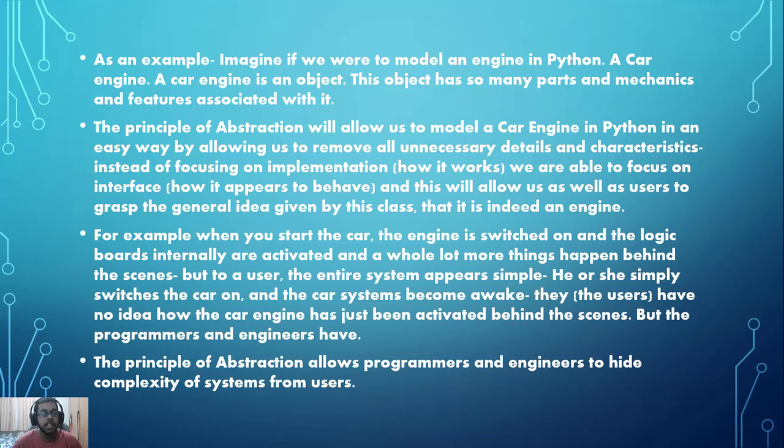Instead of focusing on implementation, how it works, we are able to focus on interface, how it appears to behave, and this will allow us as well as users to grasp the general idea given by this class that it is indeed an engine. For example, when you start the car, the engine is switched on and the logic boards internally are activated and a whole lot more things happen behind the scenes. But to a user, the entire system appears simple. He or she simply switches the car on and the car systems become awake. They, the users, have no idea how the car engine has just been activated behind the scenes, but the programmers and engineers have. The principle of abstraction allows programmers and engineers to hide complexity of systems from users.